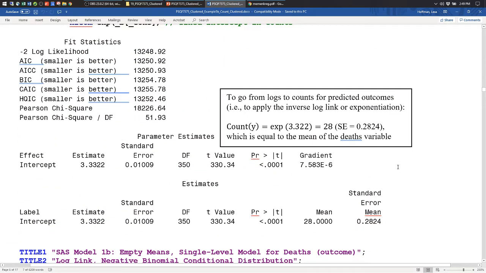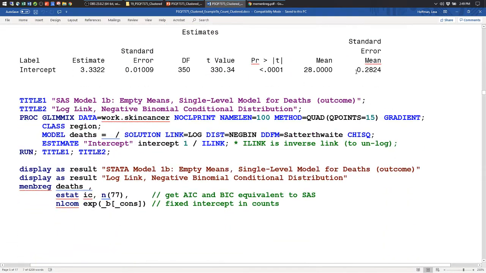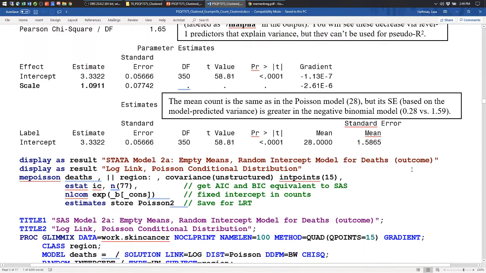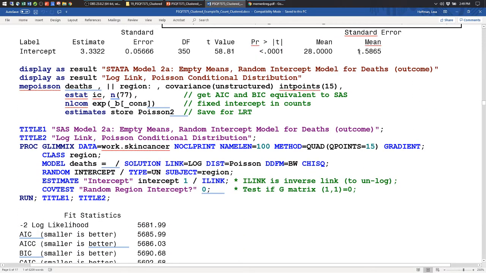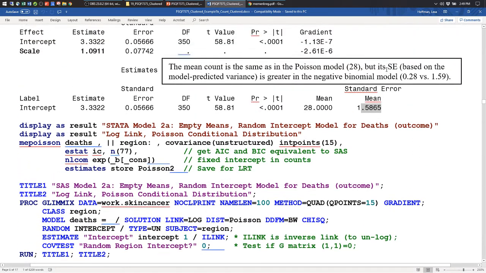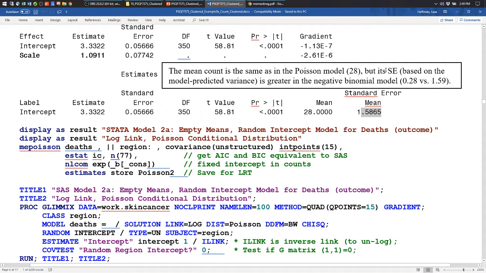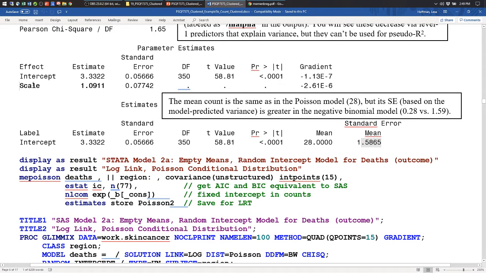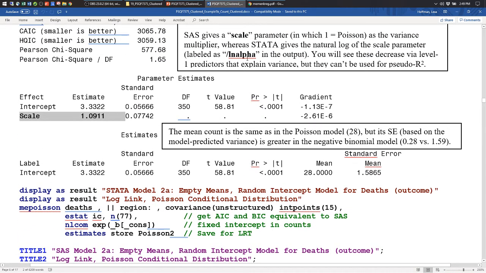And you can see this if you look at the standard error. So the standard error around the mean from the Poisson was predicted to be 0.28, whereas now it's 1.5. So the model is building in a lot more variability than what it's predicted to have for this variable. By the way, Stata gives you this in a different form. It gives you the natural log of it. So it's the same number but just on a different scale.